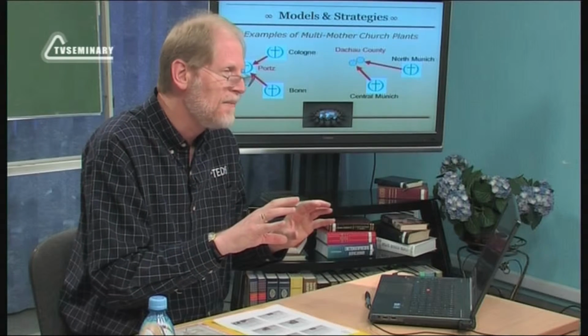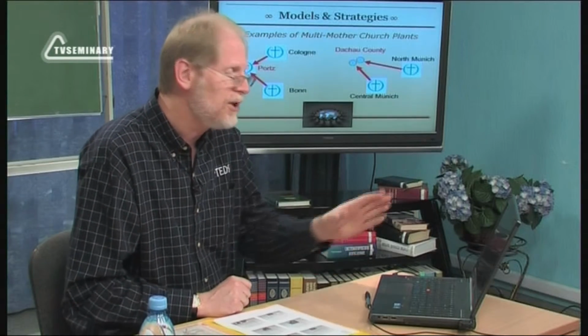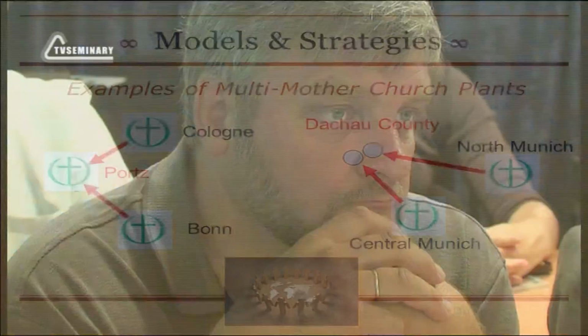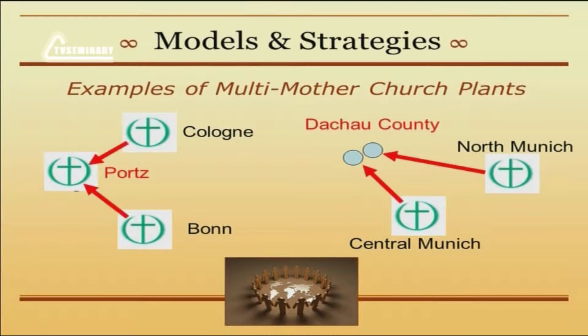Another thing to keep in mind is that the responsibilities of the mother churches are clear. Is one of these mother churches more responsible to give guidance than the other? In the case with Munich, the North Munich church was geographically a little closer, and so the pastor of the North Munich church took more responsibility in giving guidance to that church in Dachau County, which became the Markt-Indersdorf church. And so there was a clear delineation of the authority and who was responsible for what.